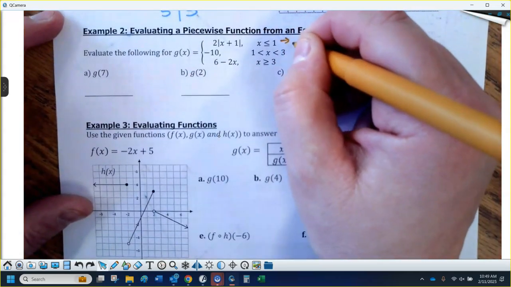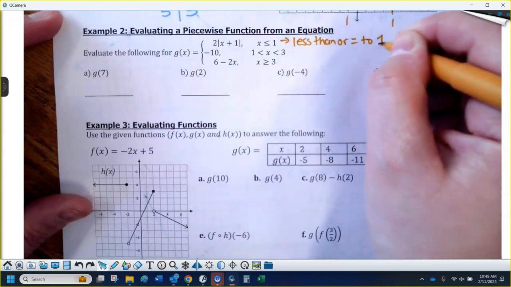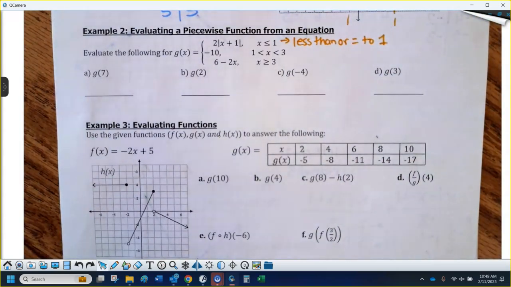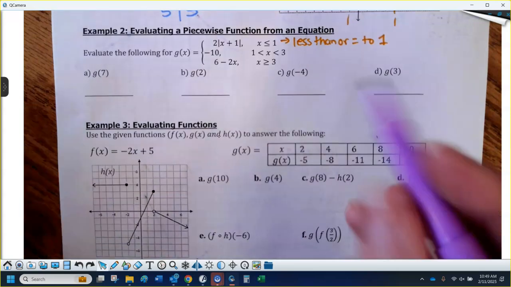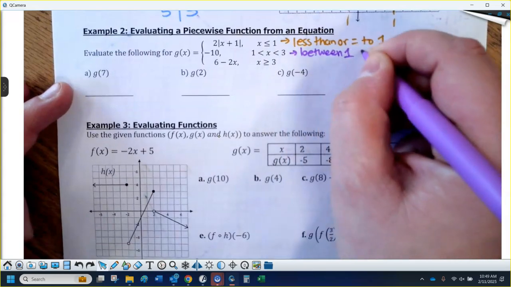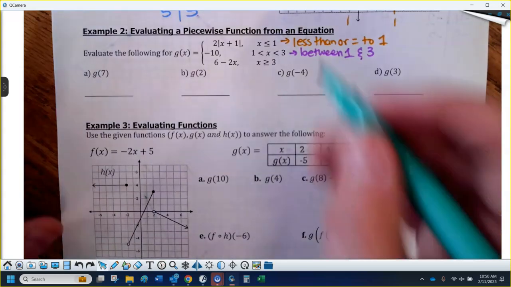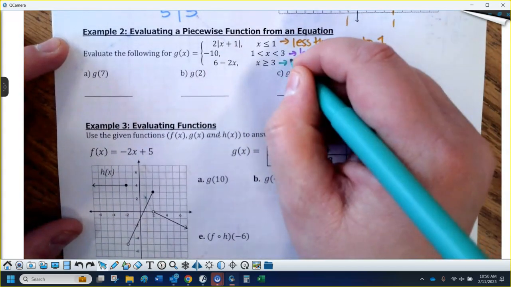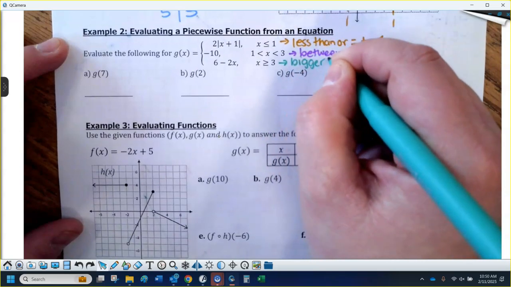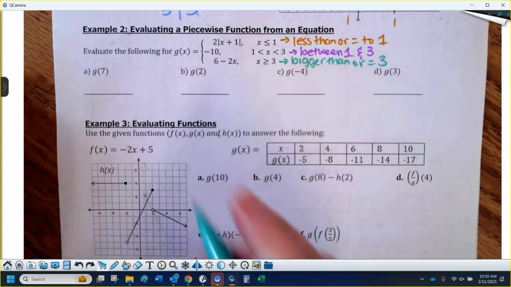Okay, this would be for x values less than or equal to 1. So if I gave you a number that was 1 or smaller, you would use that first piece. If I gave you a number between 1 and 3, but not equal to either one of those, like 1.5 or 2, we would use that. And then the third piece, that's what we're going to use for this one. This would be for any number greater than or equal to 3. So since this is 7, I would use the third piece.